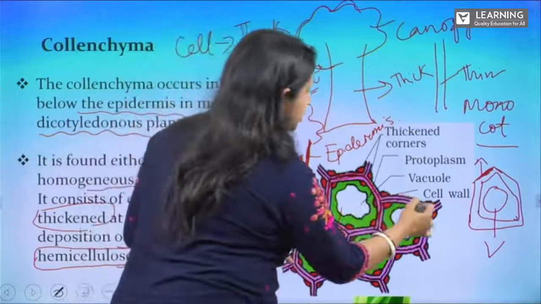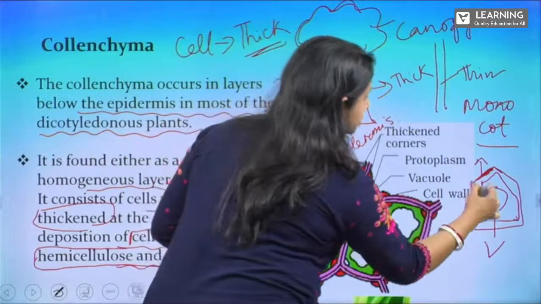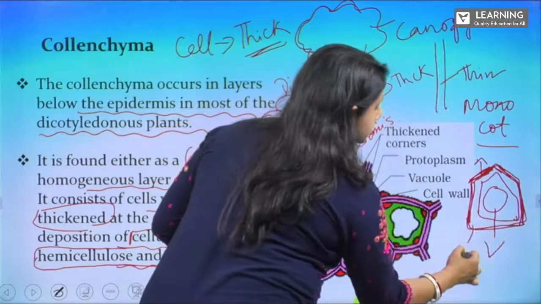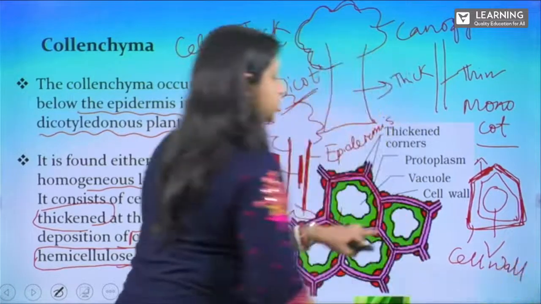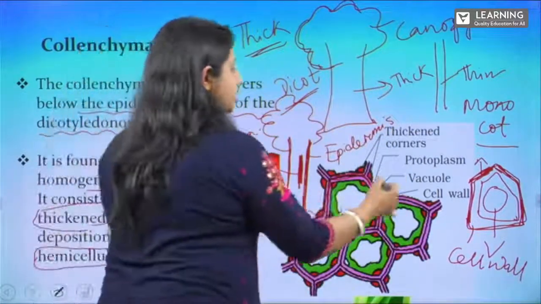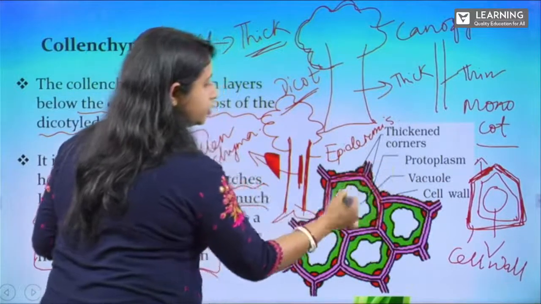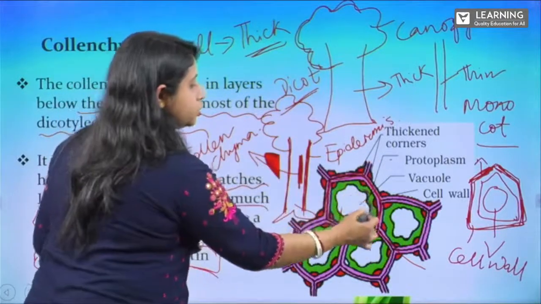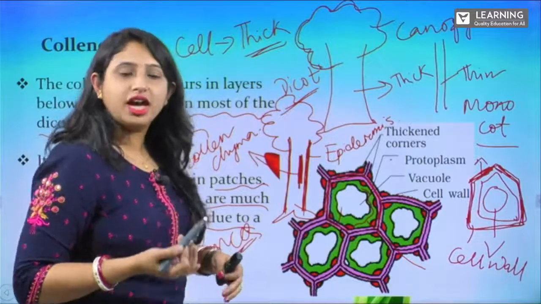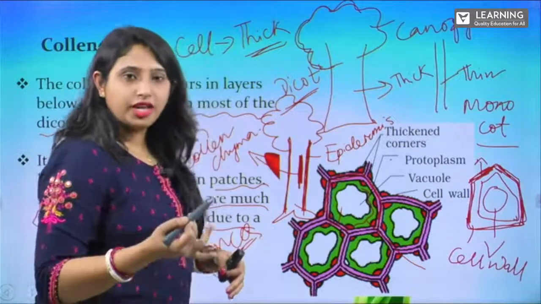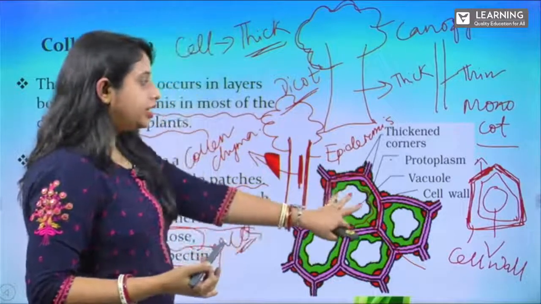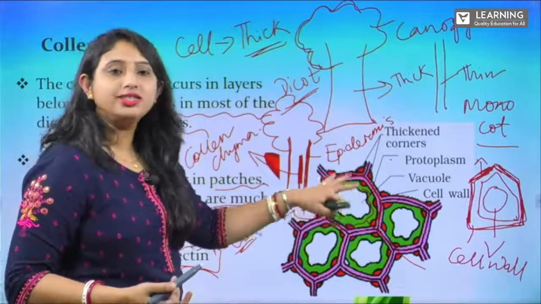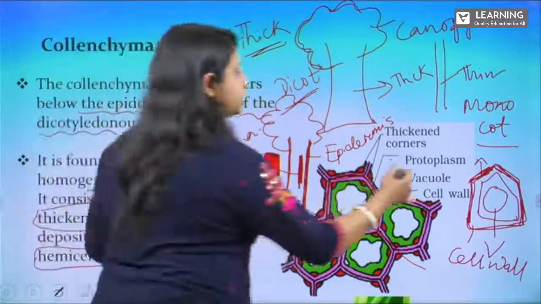This part is your cell wall. This pink color is the cell wall, and this is the protoplast. This green portion is your protoplast. So what do we mean by protoplast? Protoplast is the area where the cytoplasm and nucleus lie. Here it is the area where the cytoplasm, the nucleus and all other cell organelles lie. It is a jelly-like substance, the protoplasm.